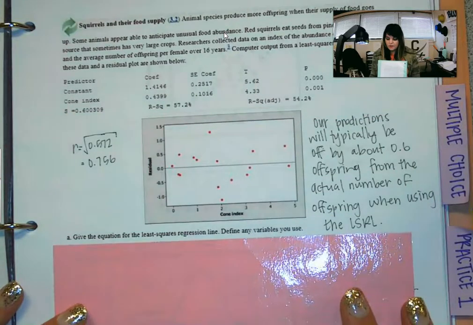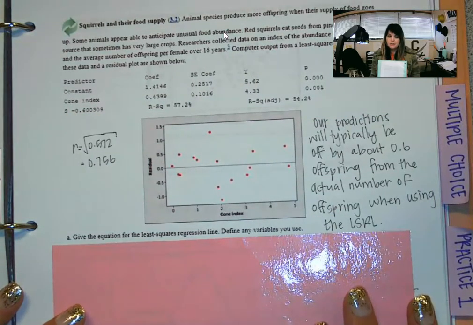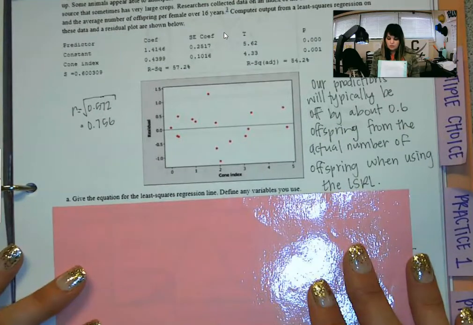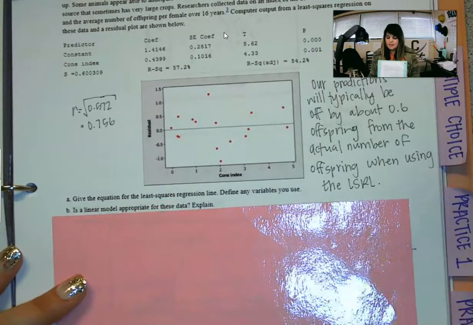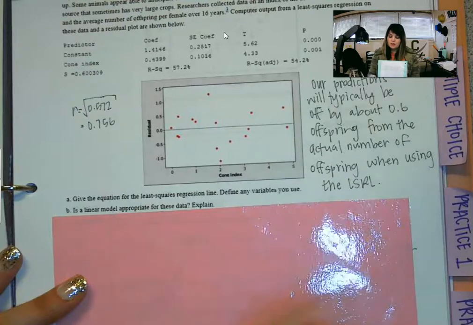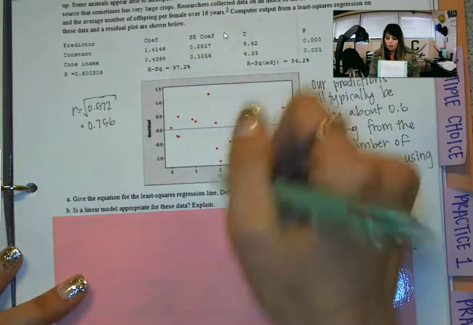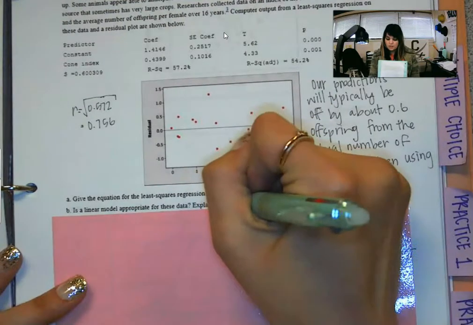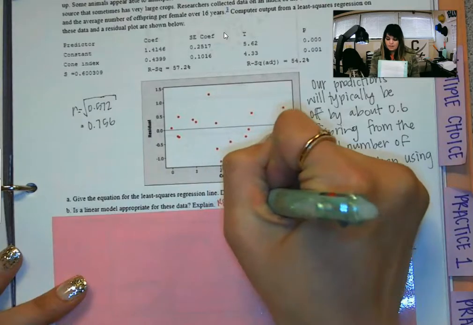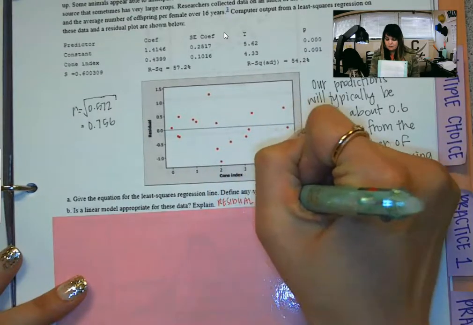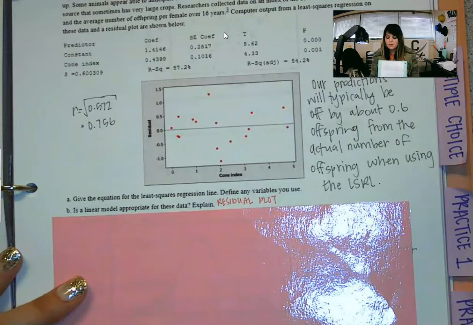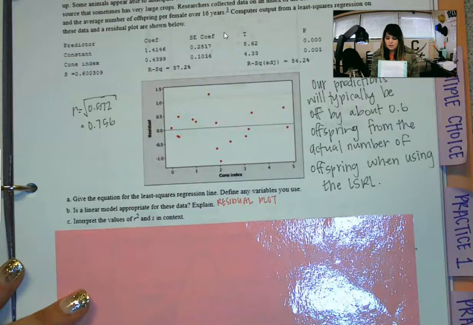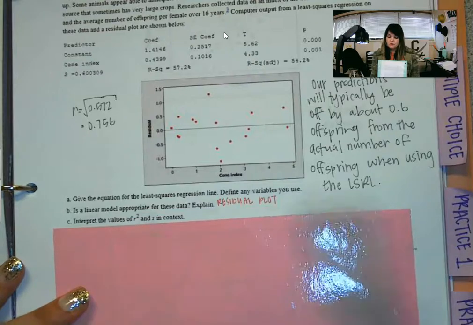So give the equation for the least squares line, define any variable that you use. Is a linear model appropriate for this data? Anytime they ask you if a linear model is appropriate, they are always wanting you to talk about the residual plot. Memorize that, make a flashcard of it if you need to, but anytime it's asking if a linear model is appropriate, you must refer to your residual plot. And then interpret values of R squared and S.